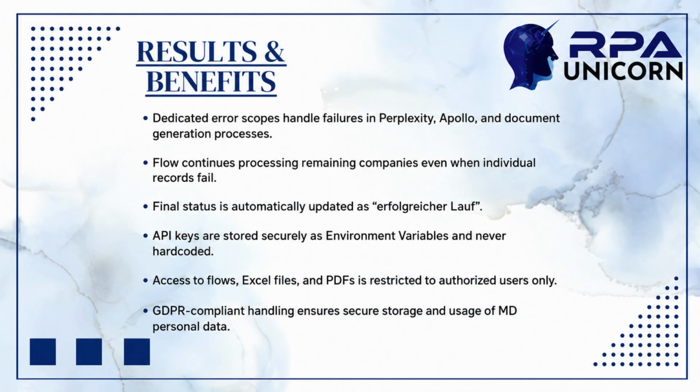Finally, let's look at the results and benefits of this architecture. By leveraging dedicated error scopes, our system ensures uninterrupted processing even if individual records fail, automatically logging a successful or failed run status. Beyond efficiency, this setup delivers robust security, keeping API keys safely stored as environment variables, restricting system access to authorized users, and maintaining complete GDPR compliance for personal data. Ultimately, this creates a highly resilient, secure pipeline that drives measurable value.